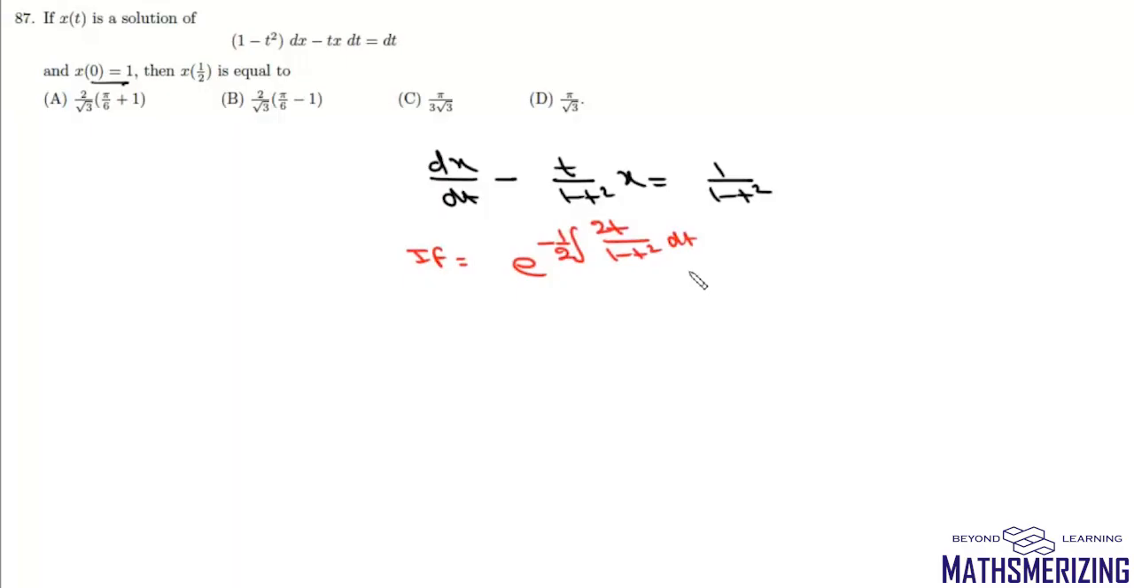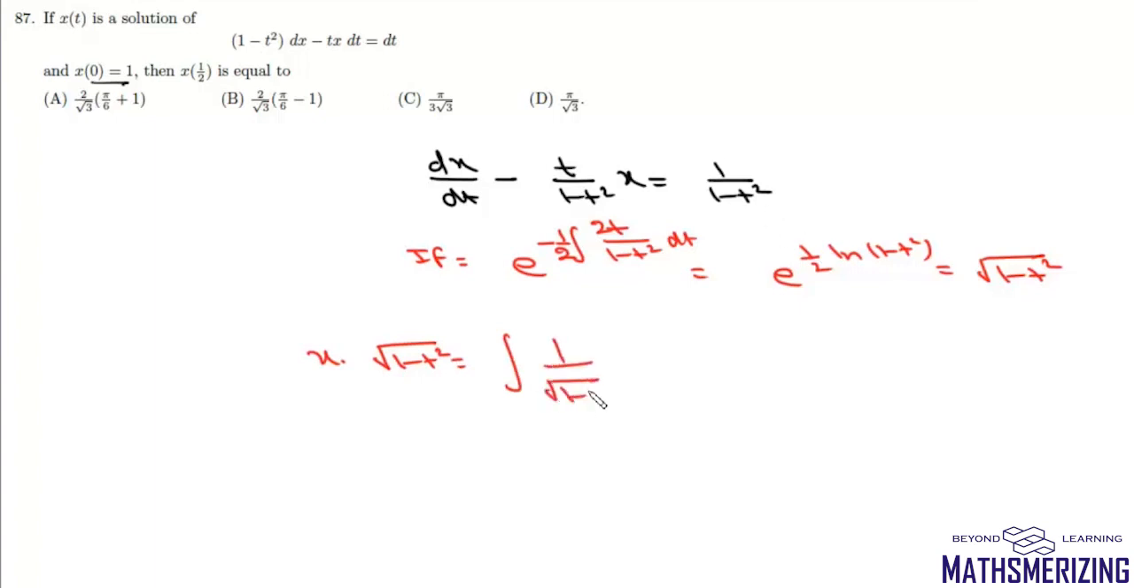We'll multiply by 2 and then we'll divide by 2. So this is e to the power 1 by 2 into log of 1 minus t square, which is nothing but under root of 1 minus t square. So we can write this result as x into integrating factor, which is under root of 1 minus t square, equals integral of under root 1 minus t square upon 1 minus t square, which will be 1 upon under root 1 minus t square dt, which is nothing but sine inverse t plus c. So we'll get x into under root of 1 minus t square as sine inverse t plus c.